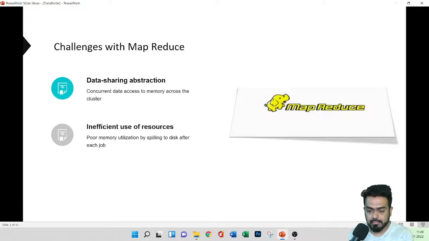We'll understand this in much more detail in upcoming slides. Of course, the challenges with MapReduce were the data sharing abstraction, the concurrent data access to memory across the cluster, and the inefficient use of resources, that is poor memory utilization by spilling to disk after each job.